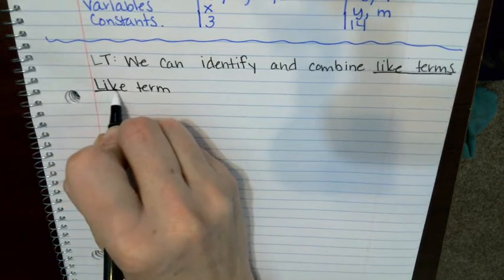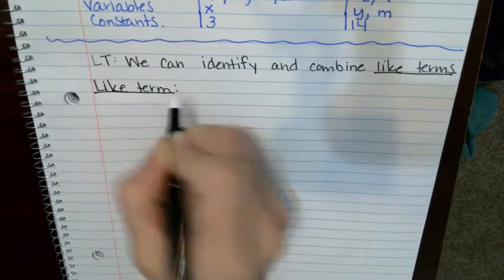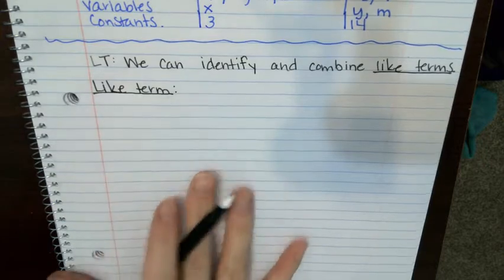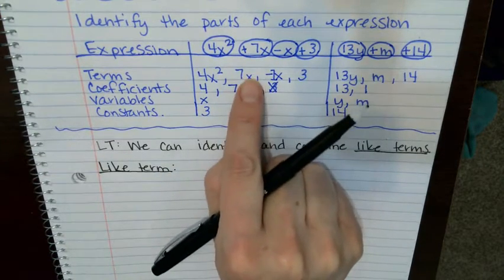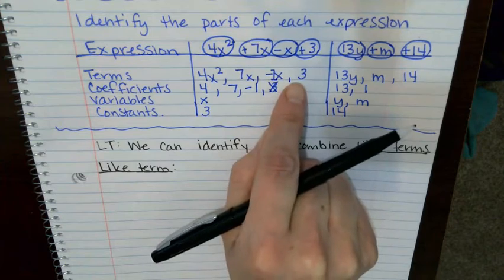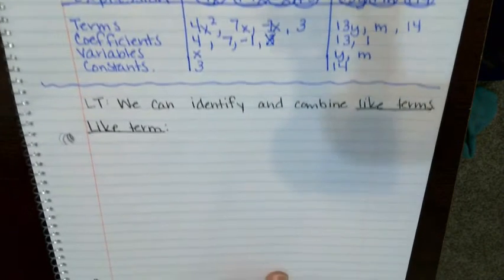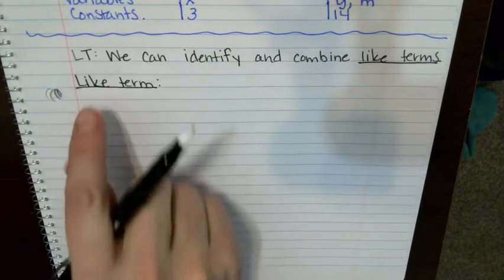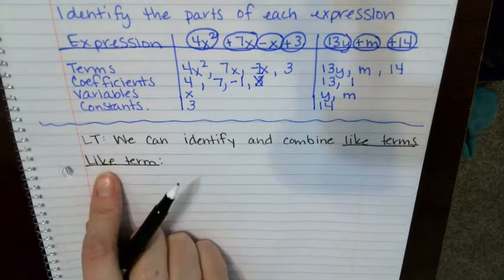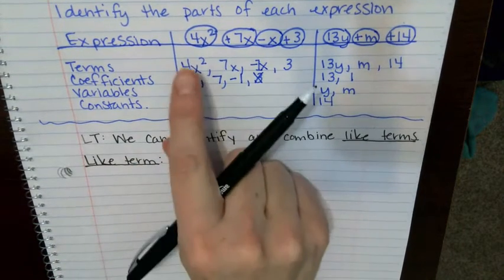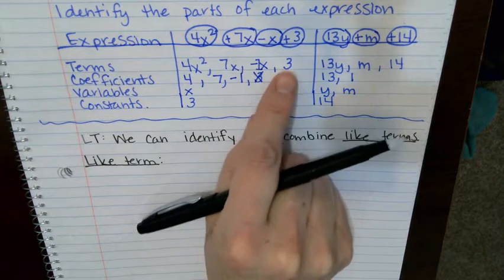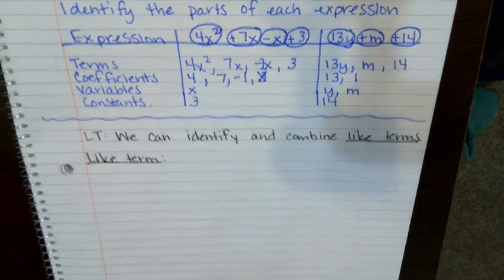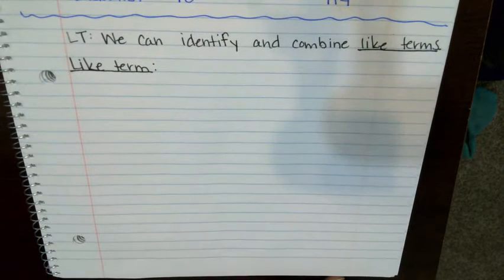Okay, now think about breaking this up. Like term. We know that terms are those individual pieces that are separated by plus or minus signs. So we know that that's what a term is. A like term is things that are like the same thing. So is this term like this term? Is this term like this term? I don't know. Let's try to figure out how we can identify that.